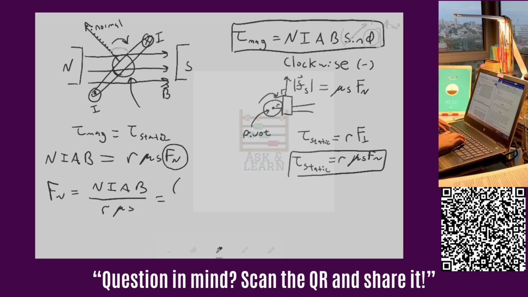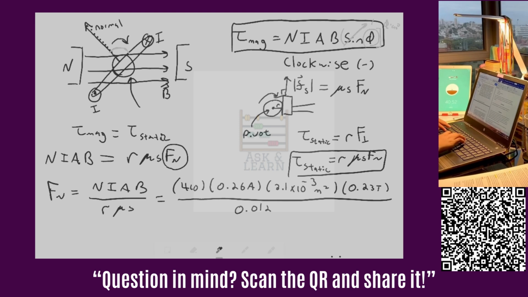I think I called this just a loop of wire in the beginning. I'm sorry, it's actually a coil with current through it. So how many turns do we have in this coil? 410. What is the current through it? 0.26 amps. What is the cross-sectional area? 3.1 times 10 to the negative 3 meters squared. The magnitude of our magnetic field is 0.23 teslas. Going to divide all this by the radius of our axle. That's given as 0.012 meters. And we have a mu s, or coefficient of static friction, of 0.76.